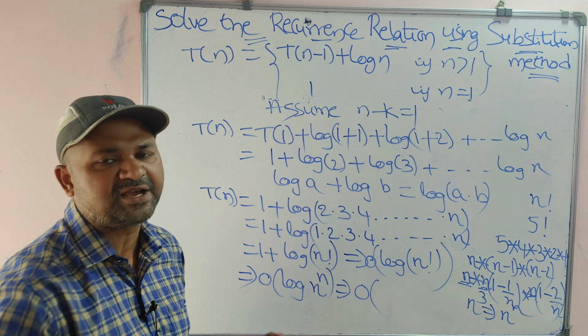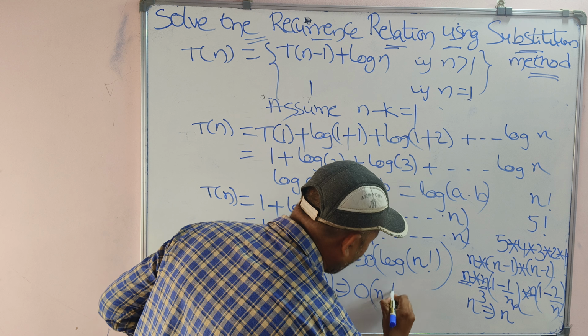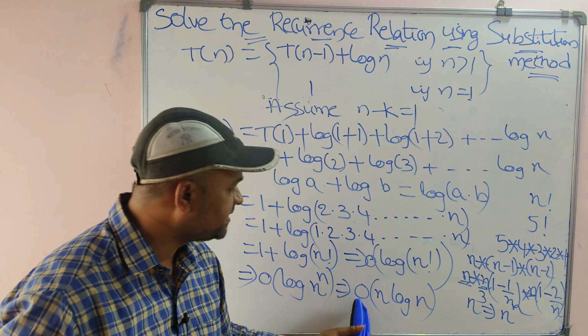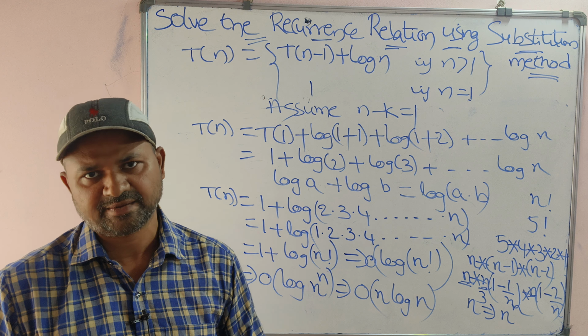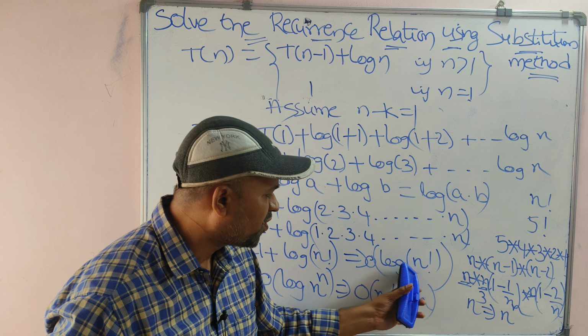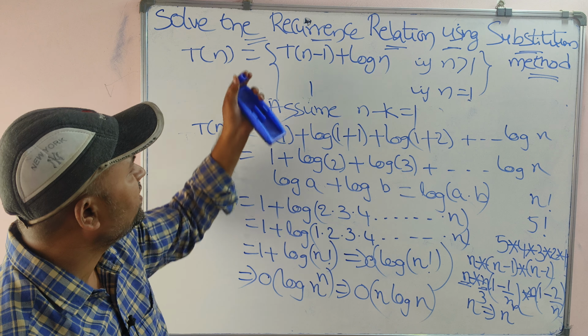Here we have a formula: log a power m equal to m log a. So log n power n equal to n log n. So if it is a multiple choice question, then the answer is order of n log n. Suppose order of n log n is not given, and only order of log n factorial is given, then you can choose that answer also. So in this way we can solve this.